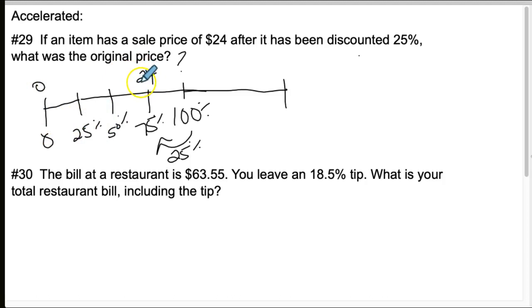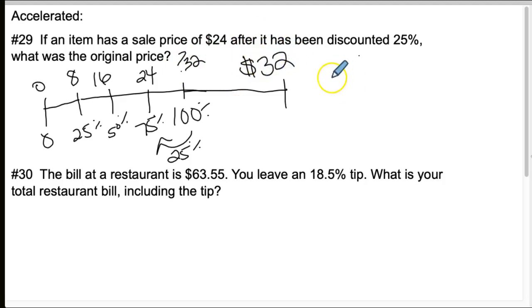24 divided by 3 is 8. That means that each of these lines is representing $8. 8, 16 plus 8 more is 24. So 8 more than that would have been 32. That means that the original price was $32.